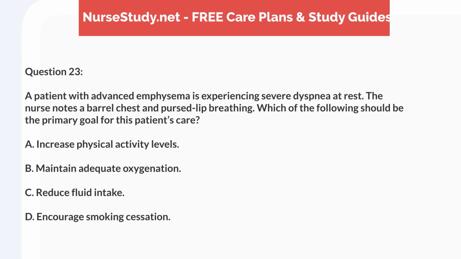Question 23. A patient with advanced emphysema is experiencing severe dyspnea at rest. The nurse notes a barrel chest and pursed lip breathing. Which of the following should be the primary goal for this patient's care? A. Increase physical activity levels. B. Maintain adequate oxygenation. C. Reduce fluid intake. D. Encourage smoking cessation.